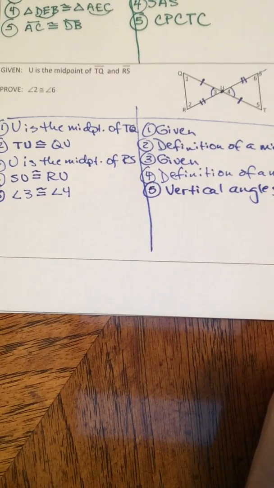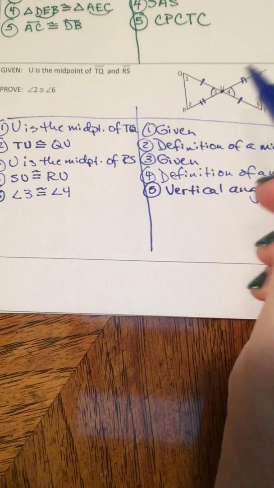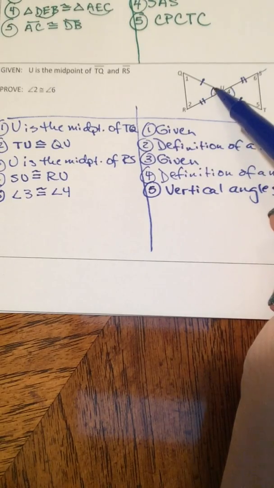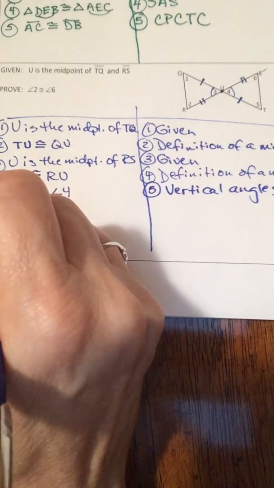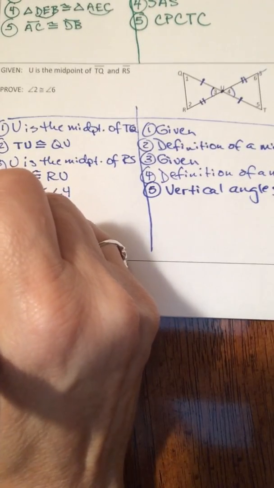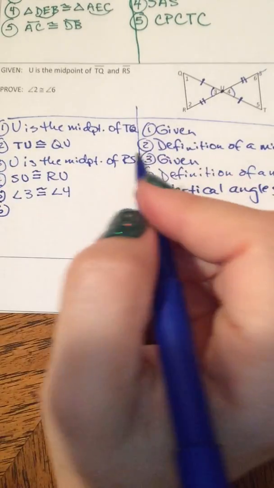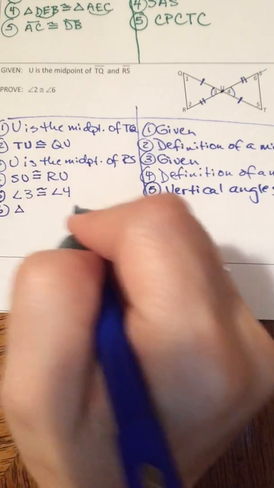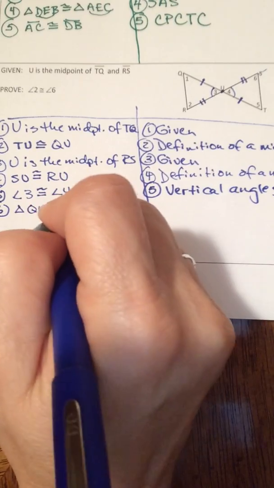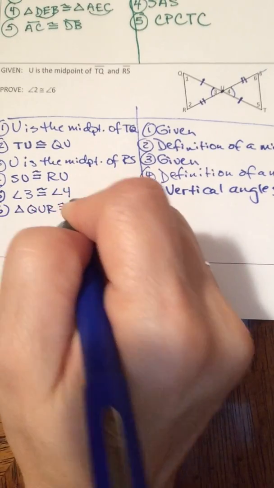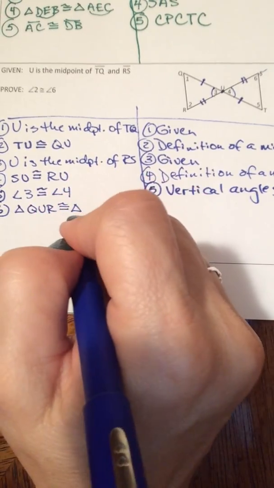And then from that I can see that I have two congruent triangles. I have a side, an included angle, and a side, an included angle, and a side. So I'm going to write a congruent statement for those. So for 6, I'm going to say triangle QUR is congruent to triangle TUS.